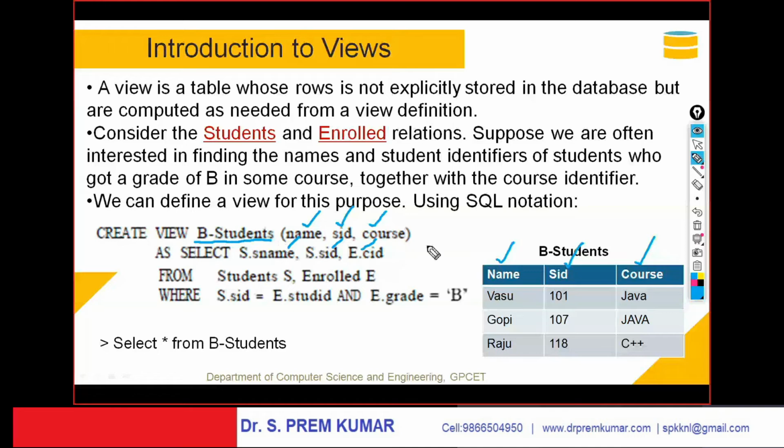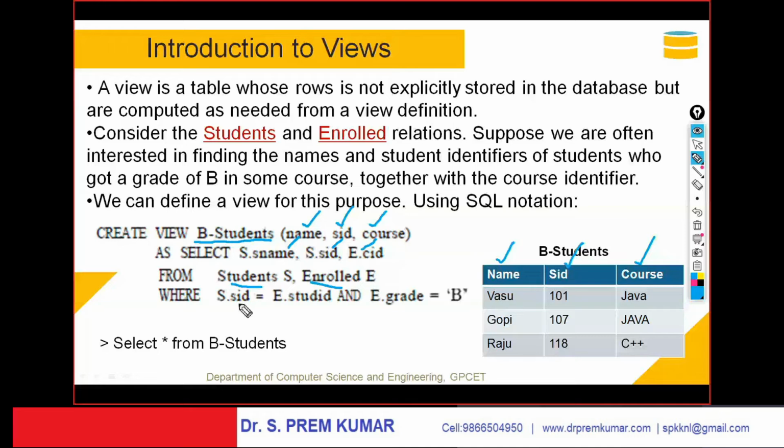You are selecting from. From where are you selecting? These are the base tables. Student is one base table. Enrolled is another base table. From student, enrolled, where the SID equals EID. This is one condition. We will discuss that later. And whose grade is equal to B. Who secured B grade? I want details of only those students.